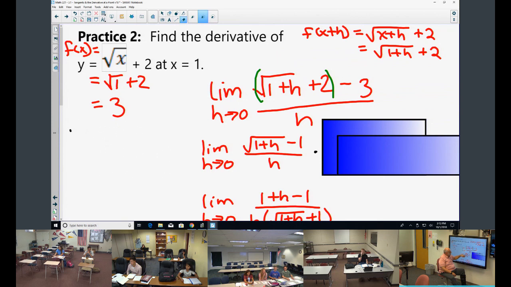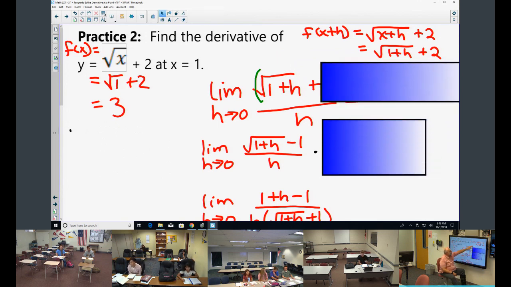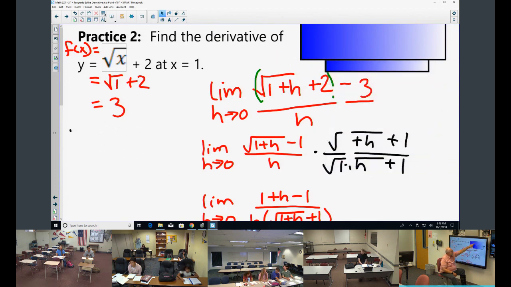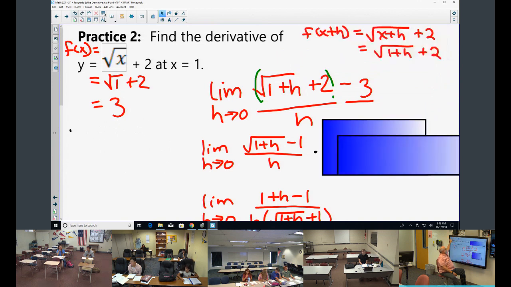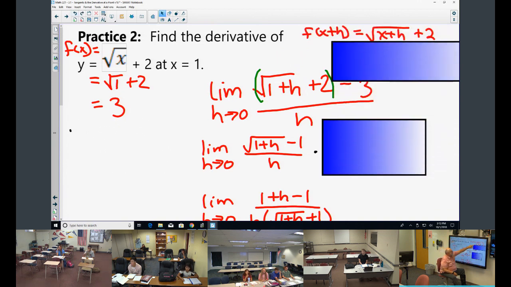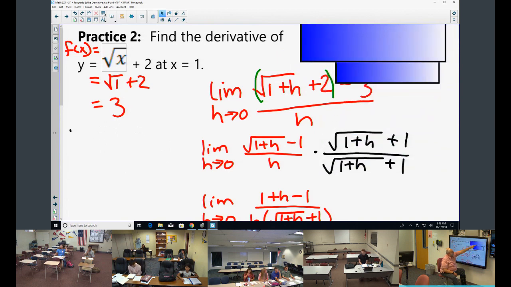So then what do we multiply this by to get it to come out of the radical? It's just like the example we did. What would we multiply by? The conjugate. The conjugate. That's right. So we're going to multiply by, okay, let's try this again. So radical 1 plus h plus 1, both numerator and denominator.